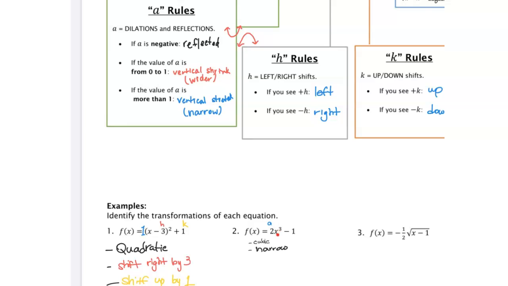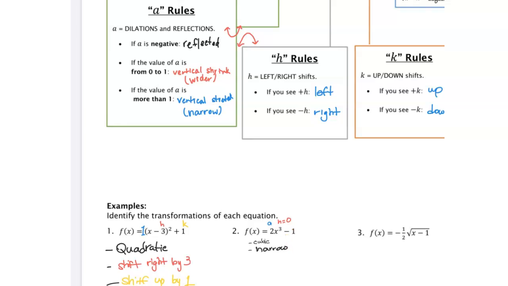Inside of parentheses, we don't have a set of parentheses here. We just have our x. So therefore, the thing that's missing is our h. And so you should note that h equals 0 here. And so since h is equal to 0, we don't have any shifts left or right. That's all that means. No shifts left or right.